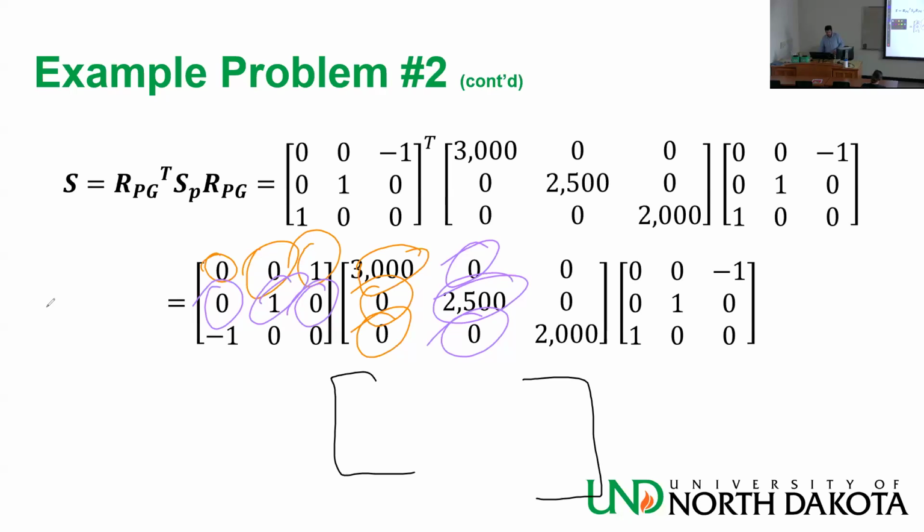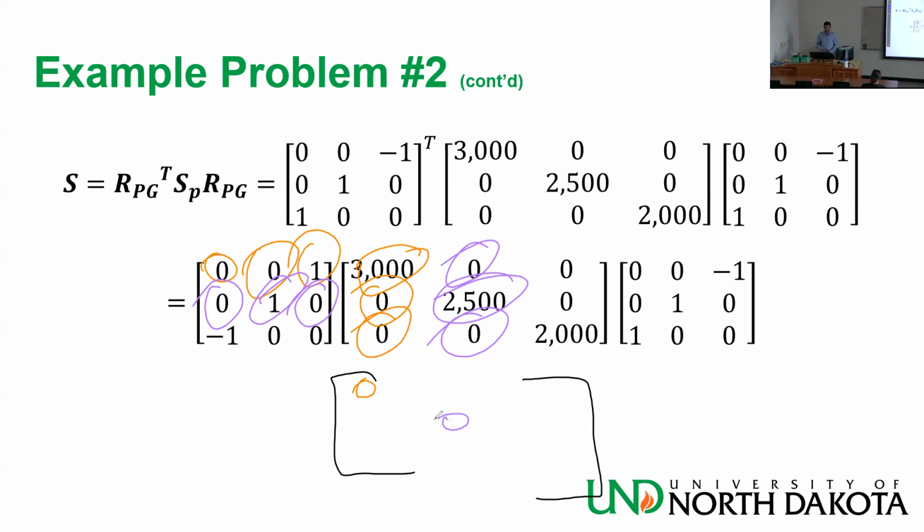What you find is, I did with orange the first row times the first column. So it's going to be first row, first column. The fact that you have zeros helps a lot. Then you have second row, second column, right?